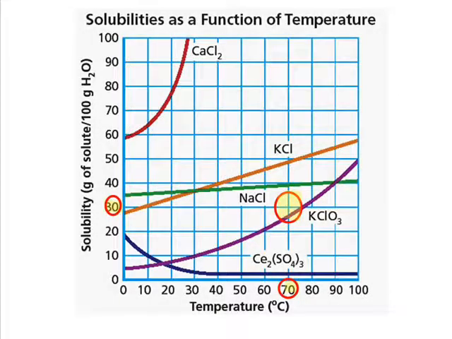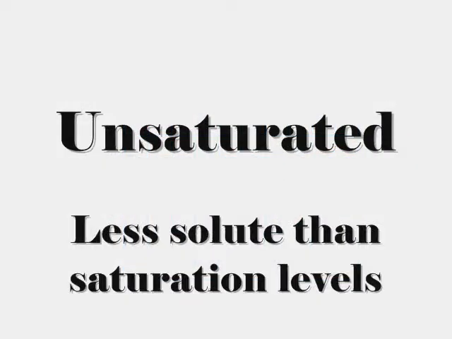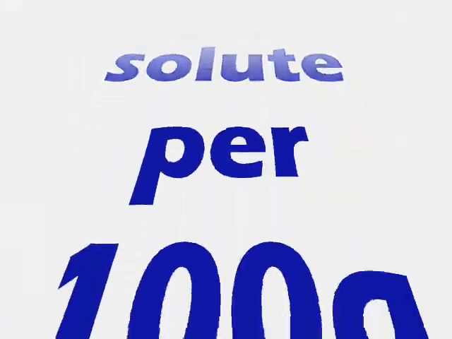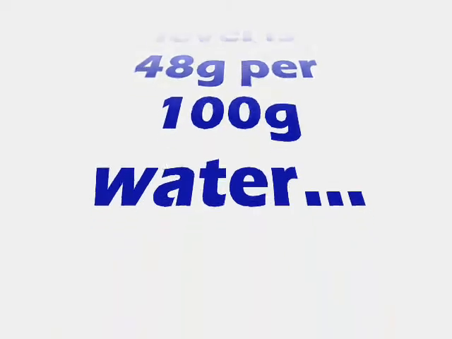We would describe a solution where only 30 grams of potassium chloride were dissolved at 70 degrees Celsius an unsaturated solution. What would you call a solution where you had 60 grams of potassium chloride in solution at 70 degrees Celsius? If you said supersaturated, you'd be correct.